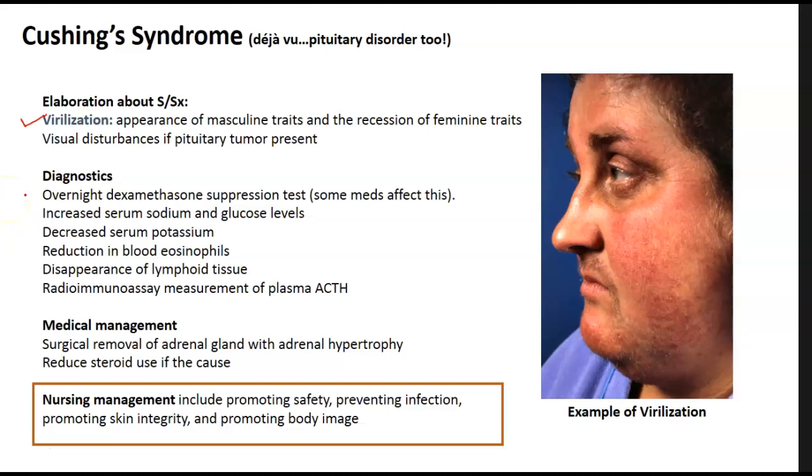overnight dexamethasone suppression test. Patients may also have decreased serum potassium. But at least for you, you want to promote safety, prevent infection, skin integrity, and body image. And also, sometimes it can be an overuse of steroids, and they may need to reduce that. And sometimes they actually remove part of the adrenal gland if there's hypertrophy.